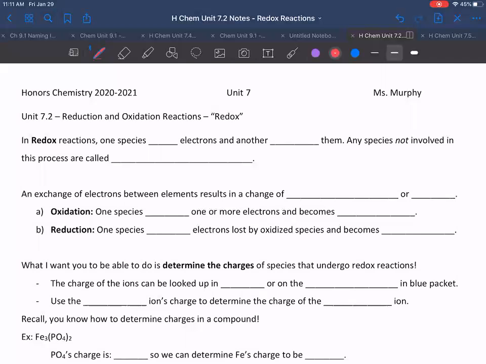Okay, so today we're going to talk about what are called redox reactions. Redox is just the combination of the words reduction and oxidation. In these reactions, there are two reactions happening together. One species is going to lose its electrons while the other is going to gain them. If there are species in our chemical reaction that are not involved in this gaining or losing of electrons, we call them spectator ions.